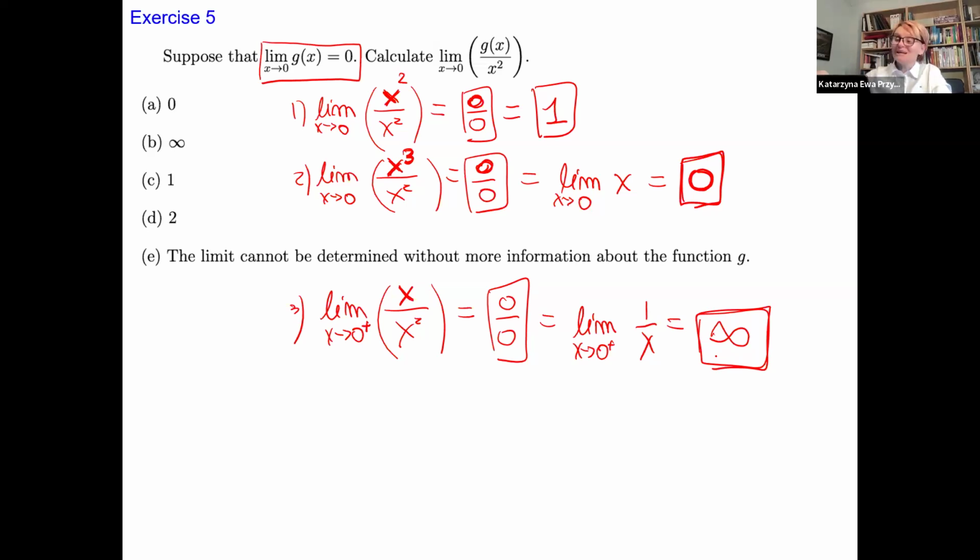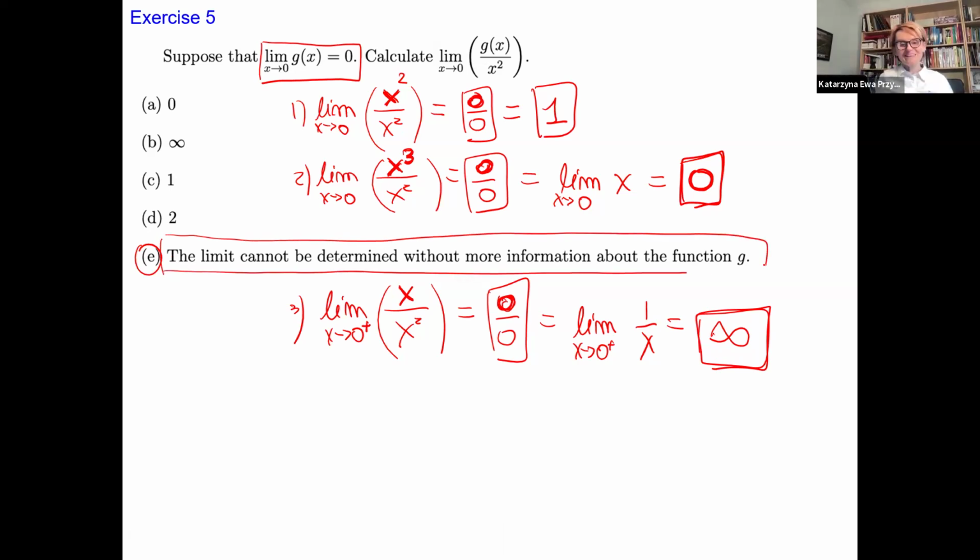We know that g of x approaches 0, but we may create lots of scenarios: x squared, x cubed, and just x. What is the final answer? Of course, E. We cannot figure it out. We do not have enough information. Yes, and also a nice question.